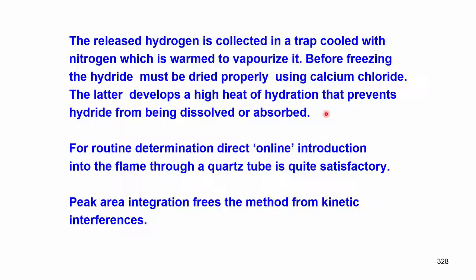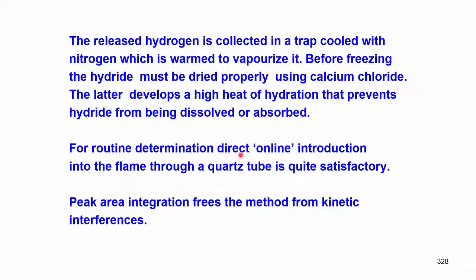Before freezing the hydride, it must be dried properly. That means you can't have a lot of moisture along with that, because again the hydride would be decomposing. So we need to pass it through calcium chloride to remove the moisture, because of the moisture it develops a high heat of hydration that prevents hydride from being dissolved or absorbed. Basically, what you have to understand is the hydride generated must pass through calcium chloride, that is the bottom line.